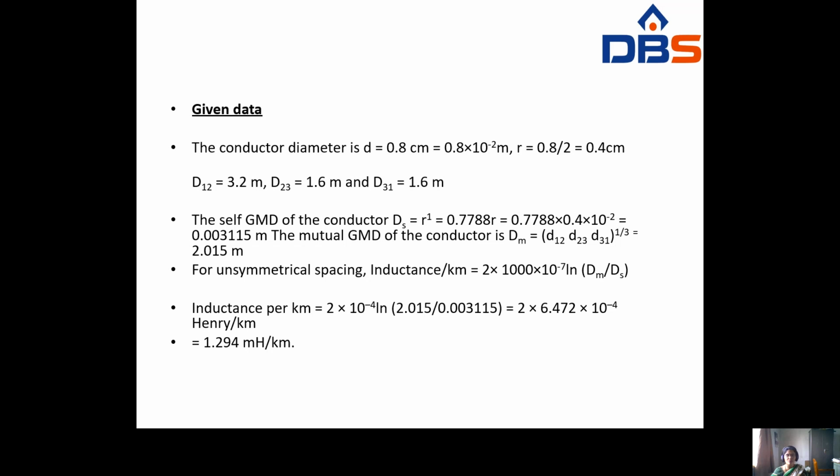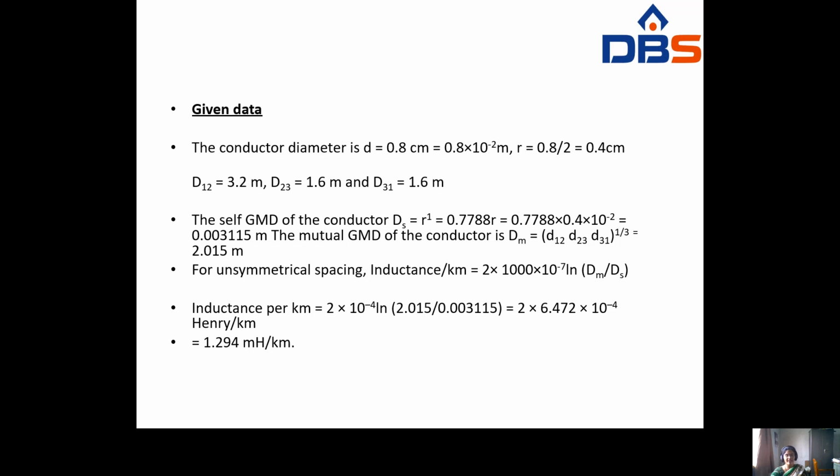you have to multiply directly, here I am writing 1000. In another way, first you find the inductance per meter, and finally you multiply the value you get by 1000.